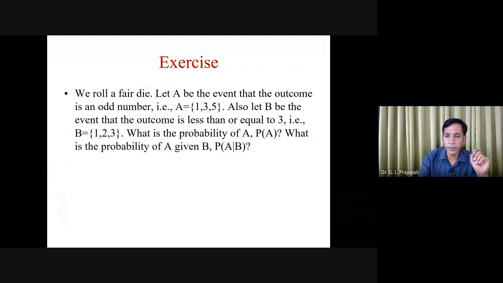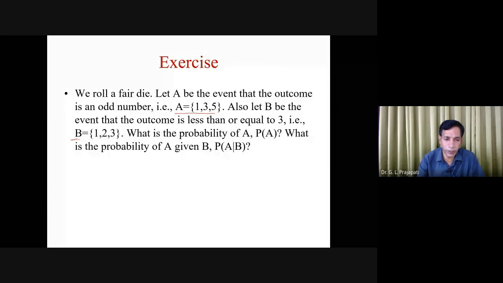Let A be the event that the outcome is an odd number. So 1, 3, 5 is the odd numbers only. Also let B be the event that the outcome is less than or equal to 3. So B denotes the event that the outcome is less than or equal to 3, which means 1, 2, 3.